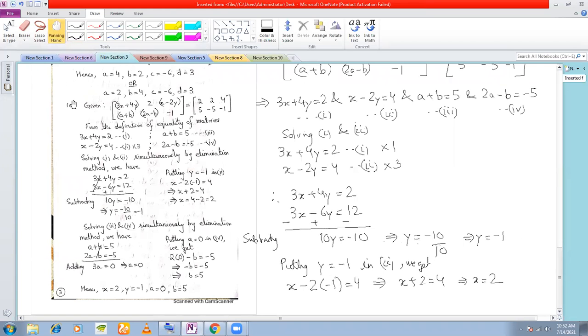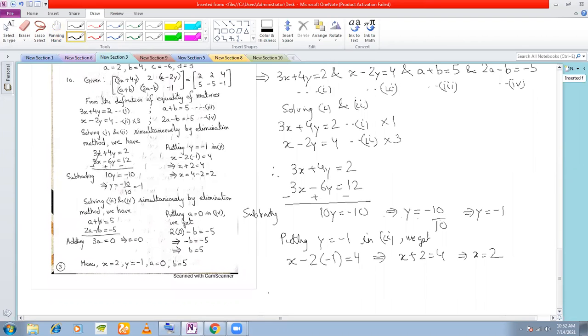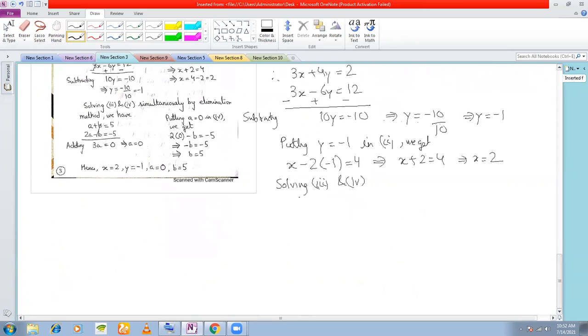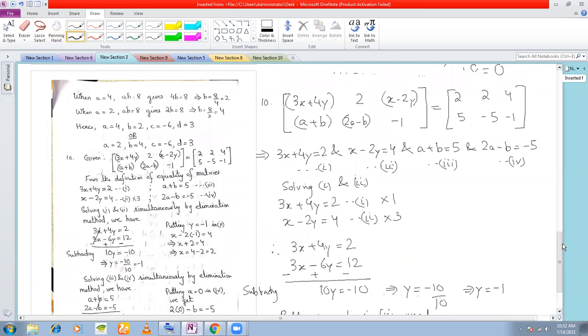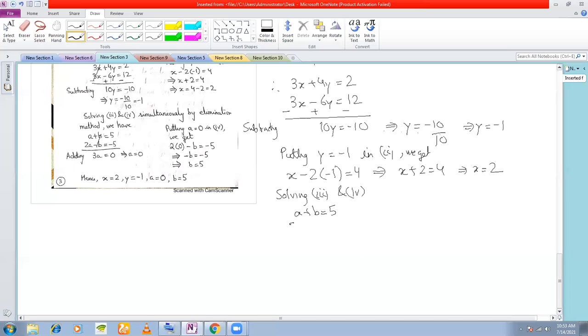Now we want to find out the values of a and b. How do we get them? We solve 3 and 4. Write down the equations. So you have a plus b is equal to 5, and 2a minus b is equal to minus 5. So this is 3 and this is 4.